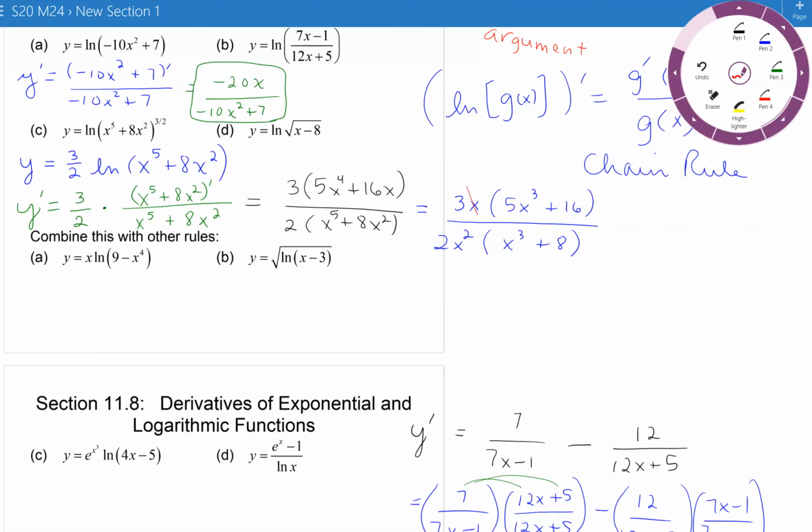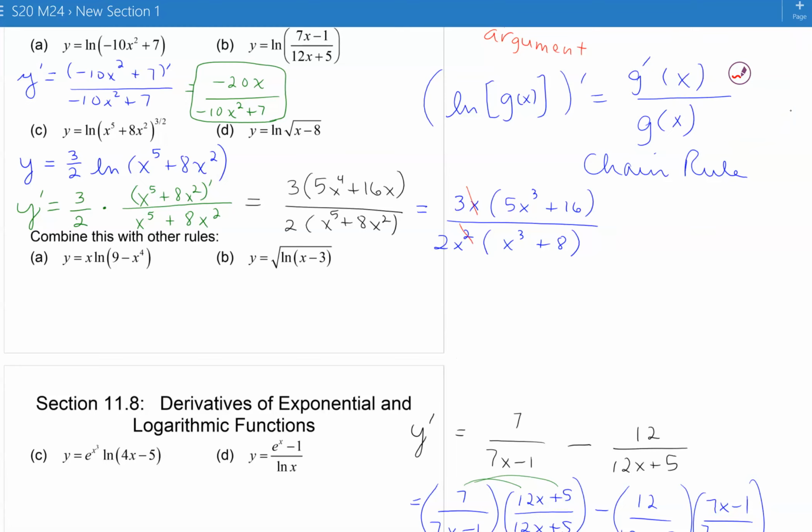So now one of the x's in the numerator cancels with one of the x's in the denominator, and I'm going to have 3 times 5x cubed plus 16 over 2x times x cubed plus 8. And if I asked you when this was undefined, you would need to factor the x cubed plus 8 as a sum of cubes to see when that was 0.